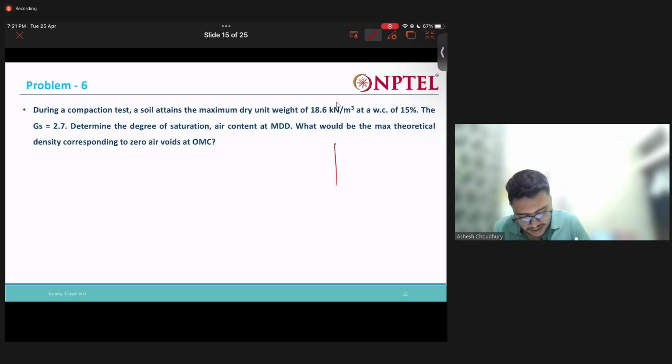It is nothing but a bell-shaped curve. This is my dry density, this is my water content, this is known as the optimum moisture content or optimum water content, and this is known as the maximum dry density or maximum dry unit weight, right? So we studied all those things. In this question, let us see what is given.